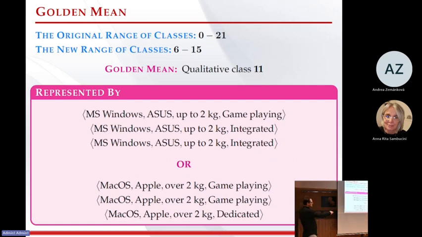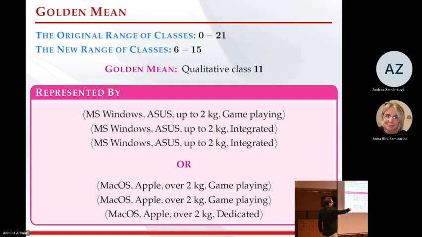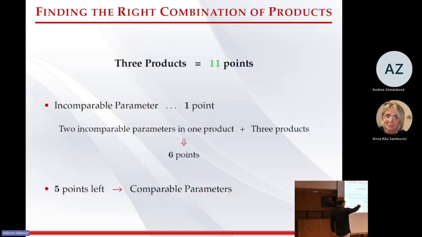For example, this one represents qualitative class 11, or this one. And last remark, you now know that for three products, we need 11 points. And one incomparable parameter costs 1 point. So that means for 2 incomparable parameters and three products, it costs us 6 points. So 5 points are left for comparable parameters.